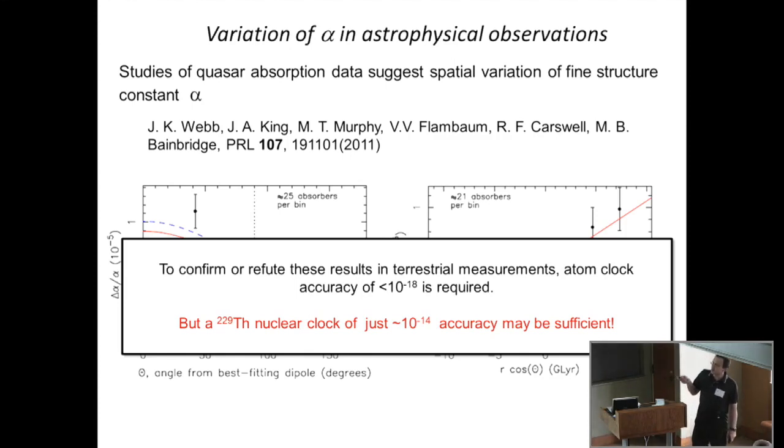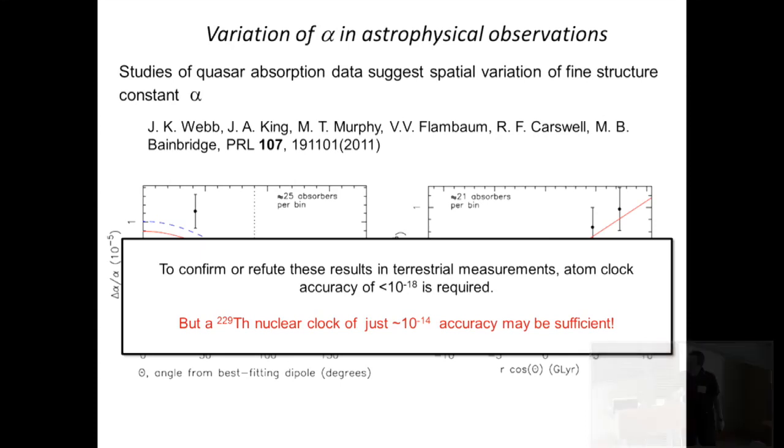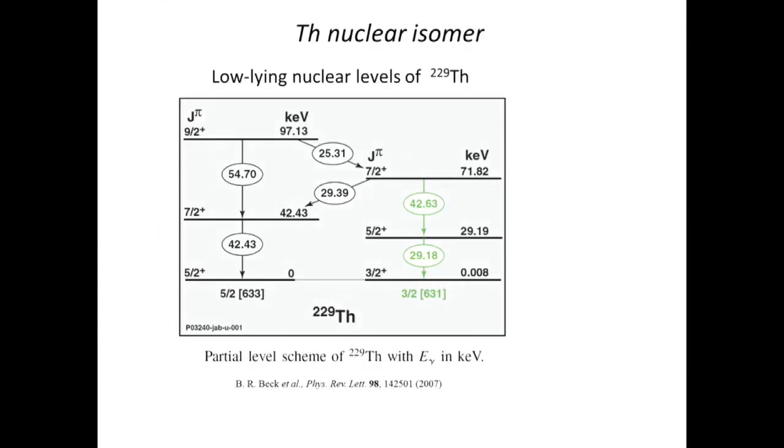If these recalculations are done, then one would have to compare two atomic clocks with an accuracy of better than 10^-18 over the period of roughly a year in order to confirm or refute these astrophysical measurements. On the other hand, I will tell you that a thorium nuclear clock of rather modest accuracy of 10^-14 may be sufficient to shed further light on these astrophysical measurements. So why is it thorium specifically?